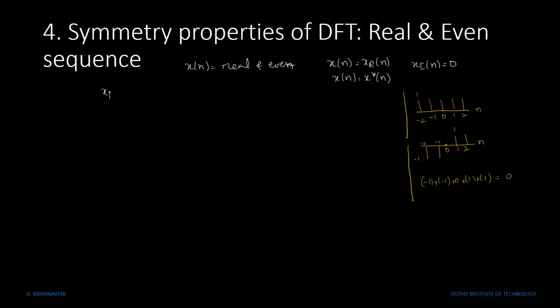So XR of k is equal to summation n is equal to 0 to N minus 1 XR of n, or x of n, because anyway x of n is equal to XR of n, cos 2 pi nk by N, whereas xi of k is equal to 0. And because x of n is real and even, x of n will be equal to x of N minus n.